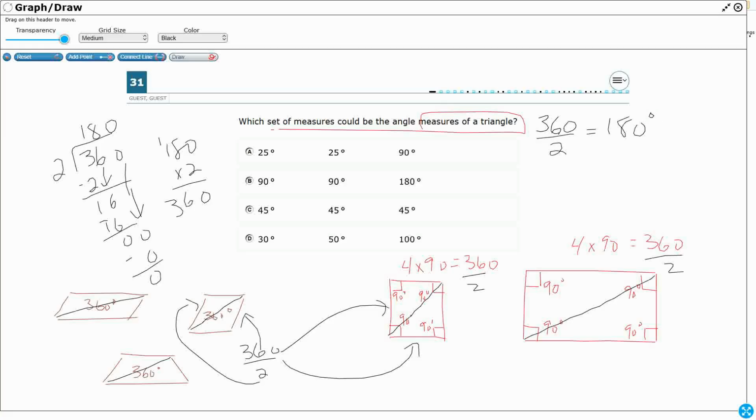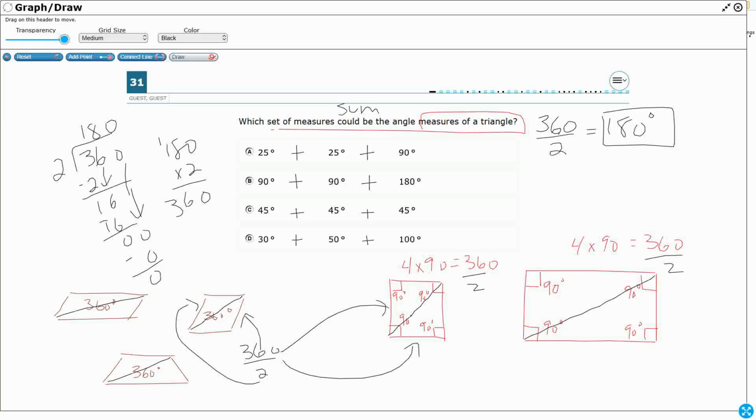Just remember this: 180. So when it says which set of measures could be the angle measures, we're looking for the sum. Just add. They didn't say sum, there's no clue here that says you need to add, so that's the one word we need to supply into this problem: we need the sum. This is the triangle sum theorem, letting us know that there are 180 degrees in any triangle.